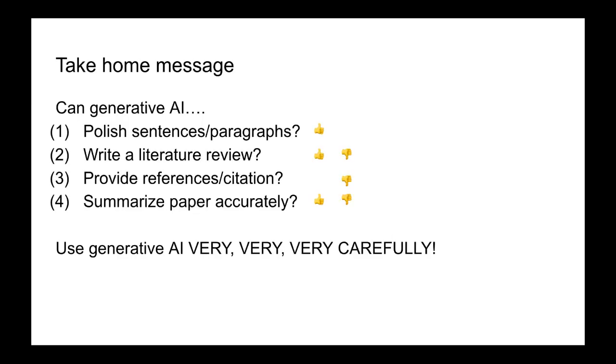So, in summary, generative AI can polish my writing. I found it useful, and sometimes it can provide good literature reviews, sometimes not. It's definitely not good at providing references or citations, so don't do that. And summarizing papers, sometimes it's good, sometimes not good. So although generative AI can sometimes save you time, you should use it very, very carefully.